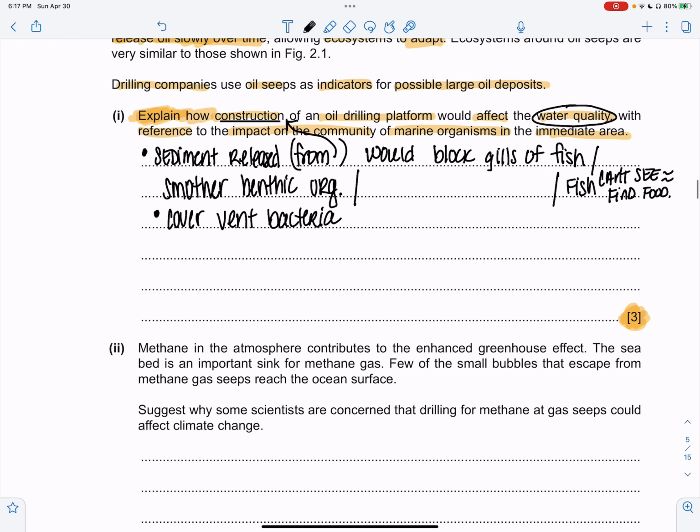There's more. Releasing oil or drilling into the sediment could obviously release toxins that can poison fish, or it could bioaccumulate. And before I say that, I should finish out the point about covering the vent bacteria. The release of the sediment could cover vent bacteria again, and that is going to cause less of a food source for consumers, because those are your producers.